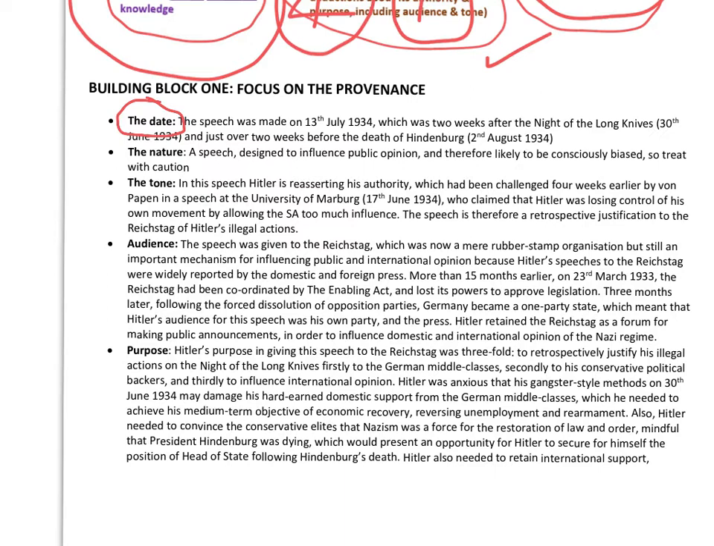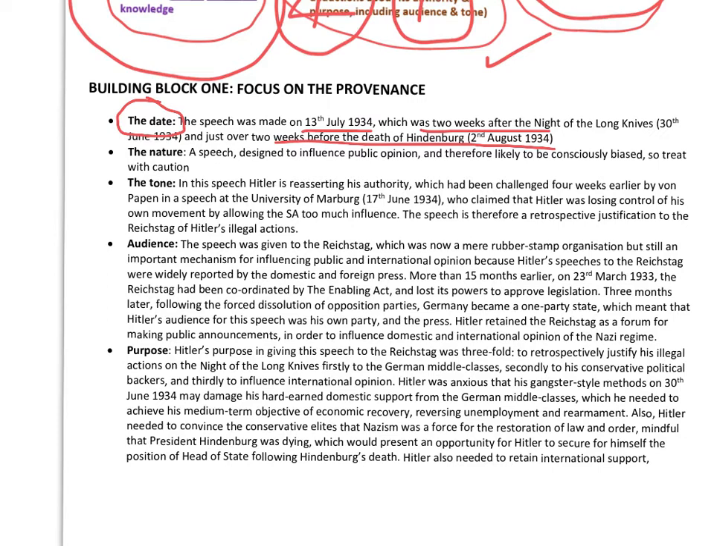So you're told that it was the 13th of July 1934. Straight away you will immediately latch onto the fact that it's 2 weeks after the Night of the Long Knives. Now you're told that in the provenance anyway, but it was 2 weeks before the death of Hindenburg, 2nd of August 1934. So immediately by looking at the date, you've got a sense of what was happening at that time, which helps you start to form a picture in your mind. You're making these connections in your mind about the purpose of the source.